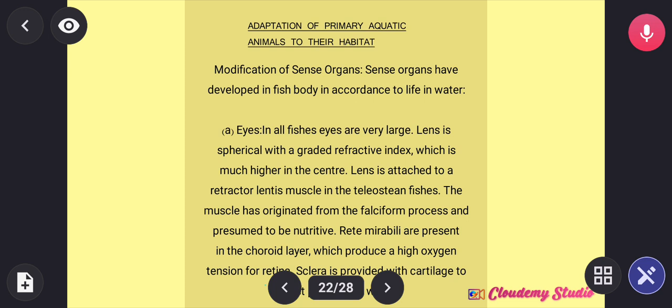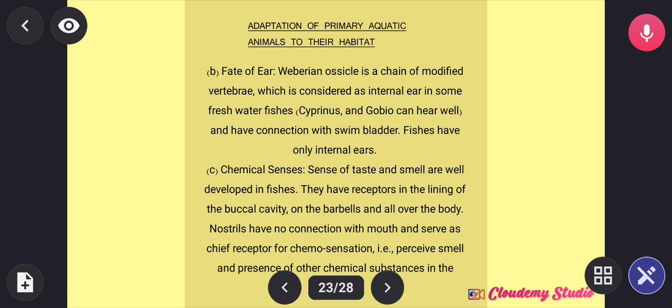Now, the next one is the fate of air. They have the Weberian ossicles, and you have to know that fishes have only internal ears. They also have sense of taste and smell, which are highly developed. But the nostril has no connection with the mouth.